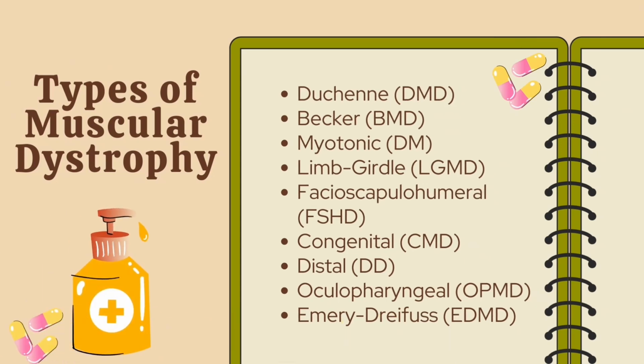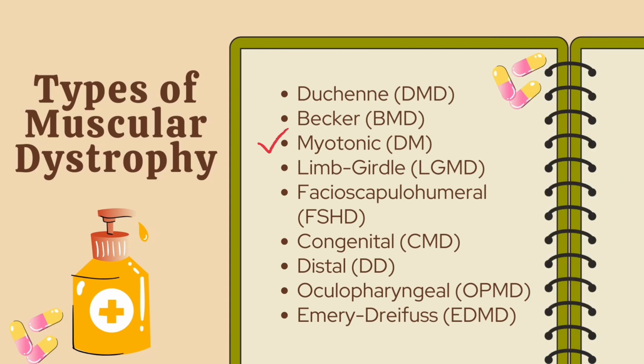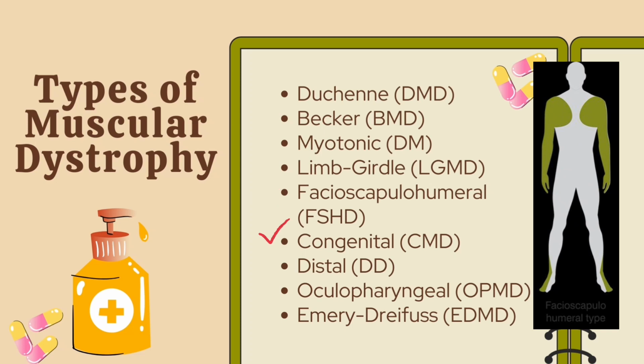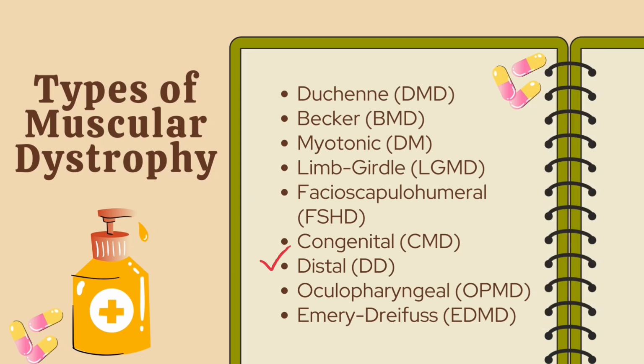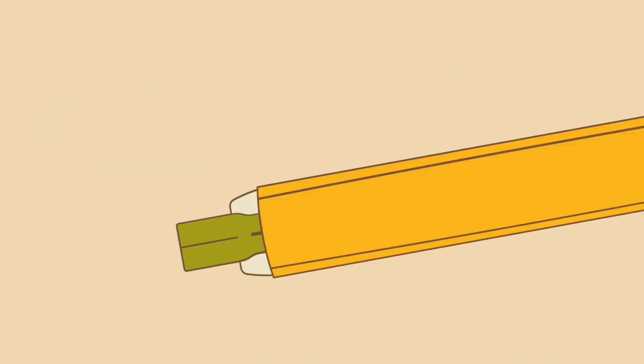The most common muscular dystrophies are Duchenne muscular dystrophy and Becker muscular dystrophy. Next is myotonic muscular dystrophy, limb-girdle muscular dystrophy, facioscapulohumeral muscular dystrophy, congenital muscular dystrophy, distal muscular dystrophy, oculopharyngeal muscular dystrophy, and Emery-Dreifuss. So, what is the cause of muscular dystrophy?